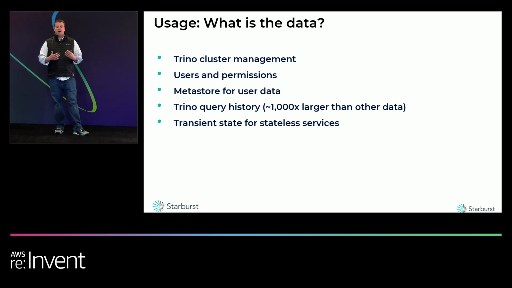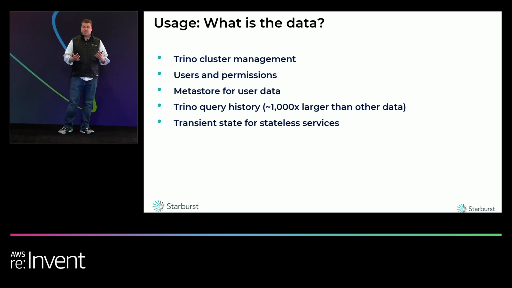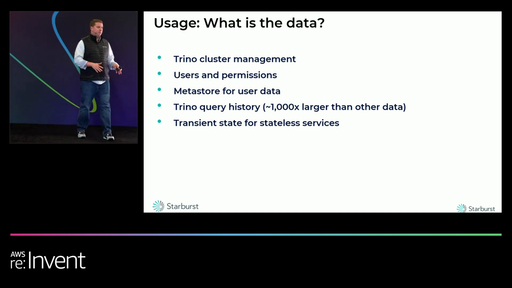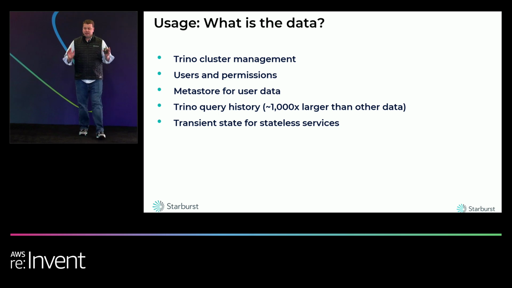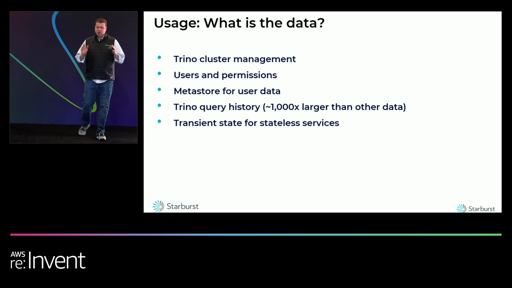Another thing that we're storing in CockroachDB is the Trino query history. So every time you run a query against Starburst Galaxy, we're saving not only that query, but the explain plan, the performance information, who ran it, the auditing information, what columns are accessed, what tables are accessed, anything that you may want to know when you're running a query, we store that.